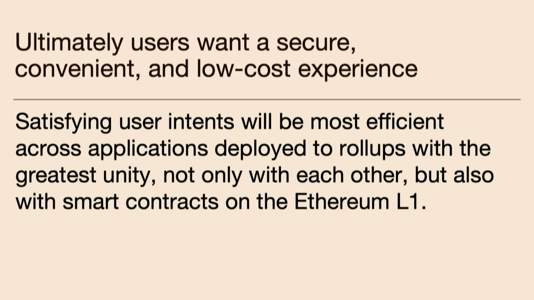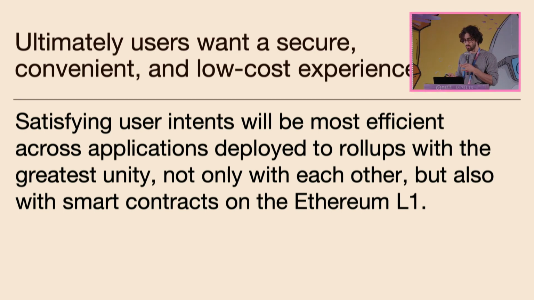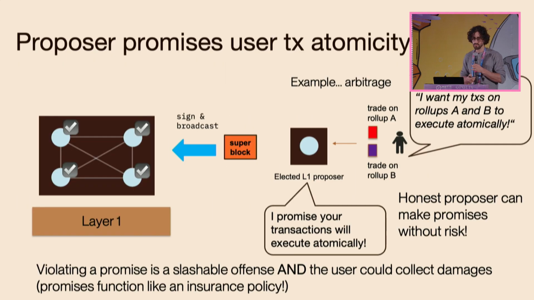But before, why is this important? Well, ultimately, users just want a secure, convenient, and low-cost experience, right? They don't want to think about necessarily being on one rollup versus another. Satisfying user intents will be most efficient across applications that are deployed to rollups with the greatest unity, and not only with each other, but also with smart contracts on the Ethereum L1. So that's why this is so important.